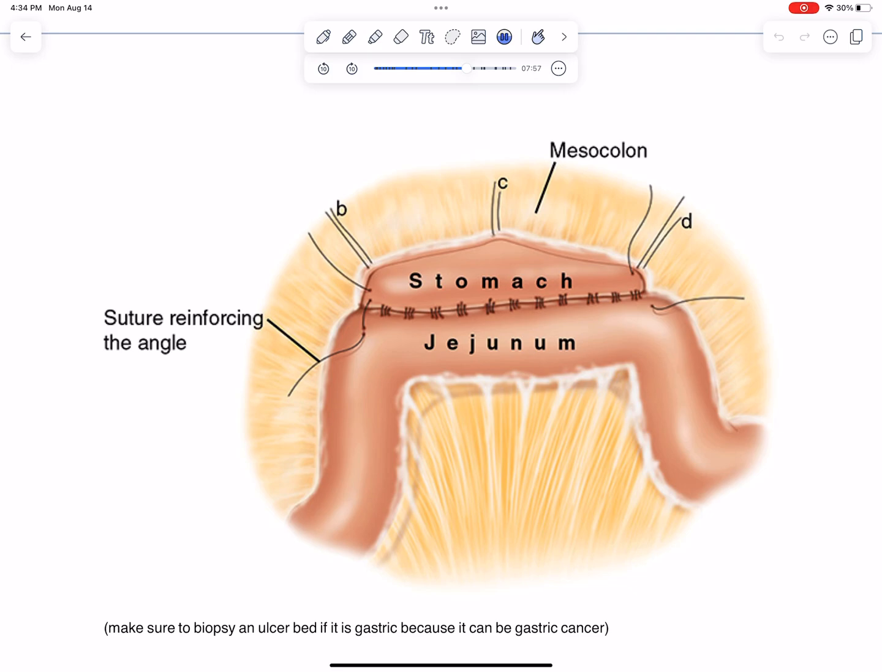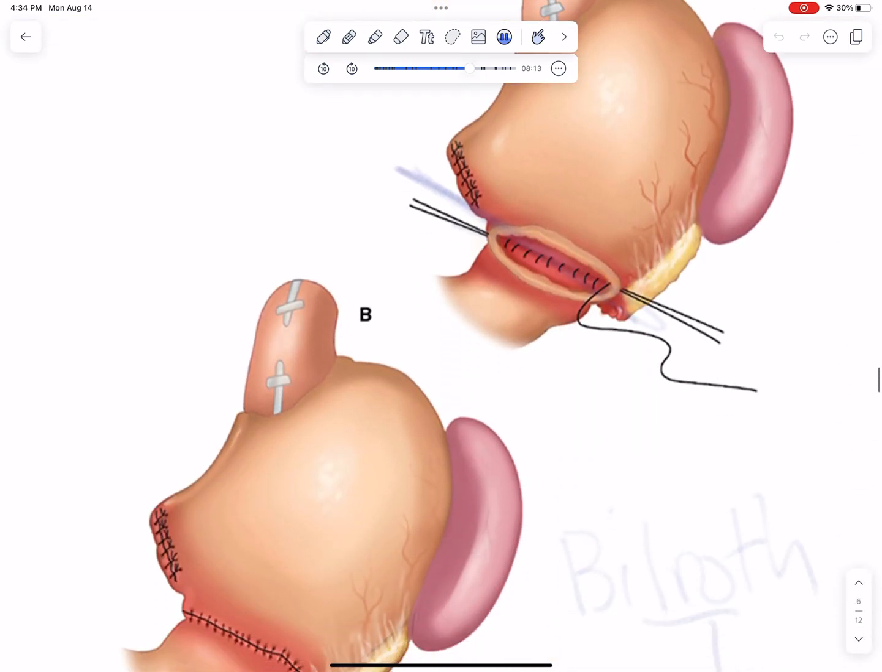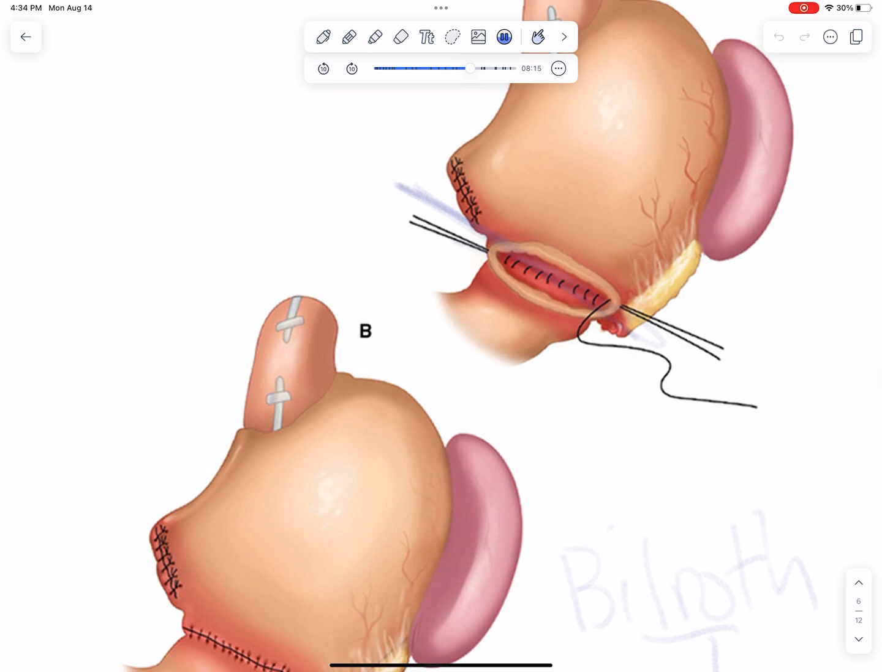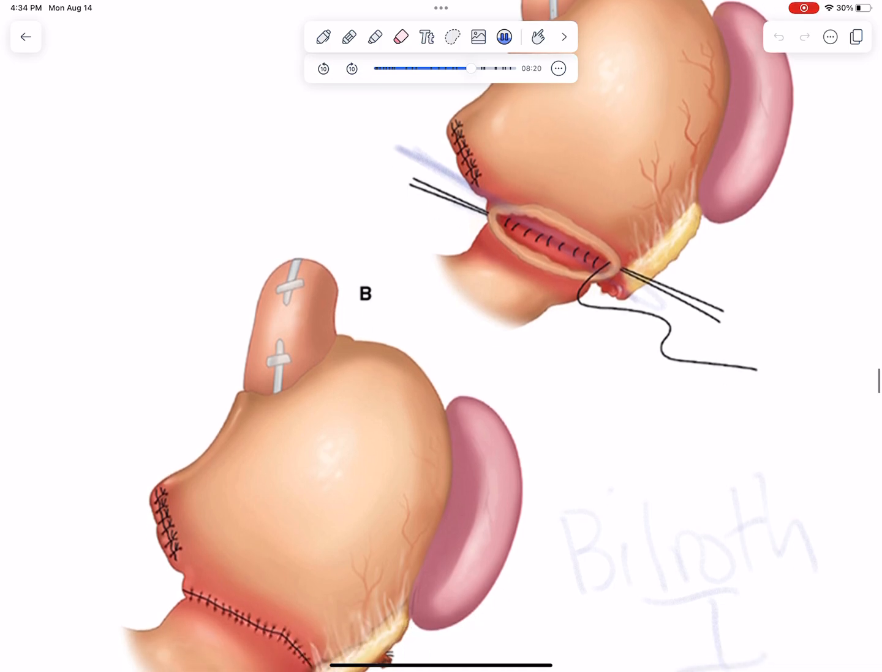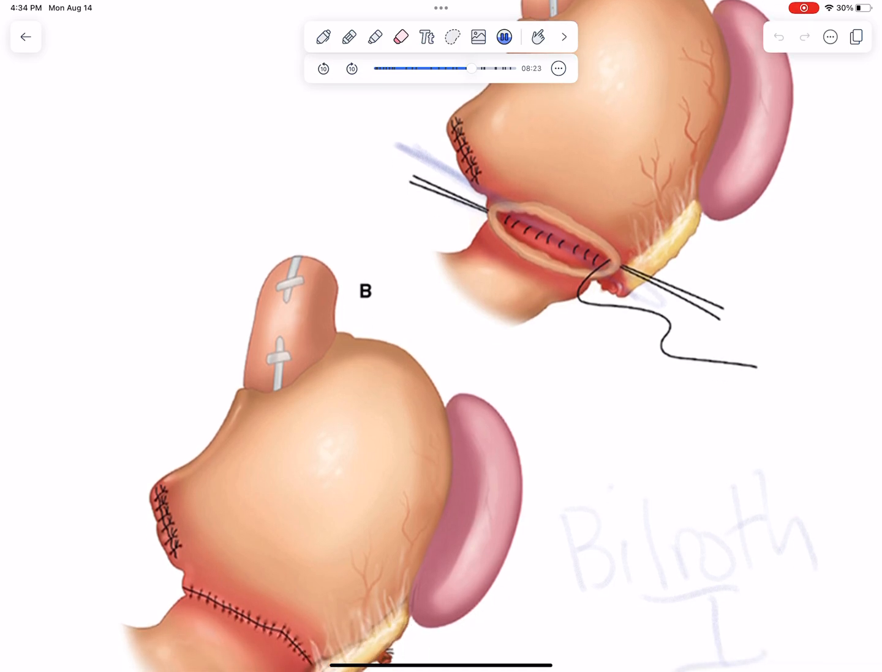Following an antrectomy, excision of part of the stomach due to ulcer disease, there has to be a reestablished GI continuity. And the way that is done is with a Billroth 1 or a Billroth 2. Here we can see a Billroth 1 because the stomach is attached directly to the duodenum here. It's excised, and this we call a Billroth 1.